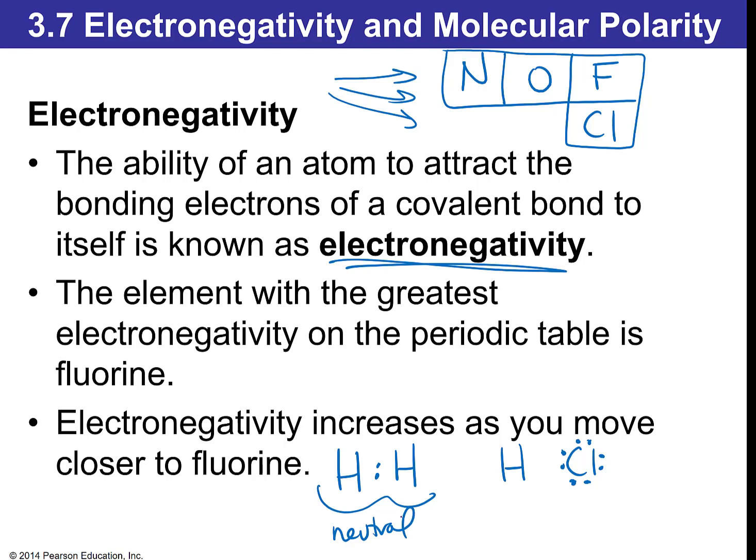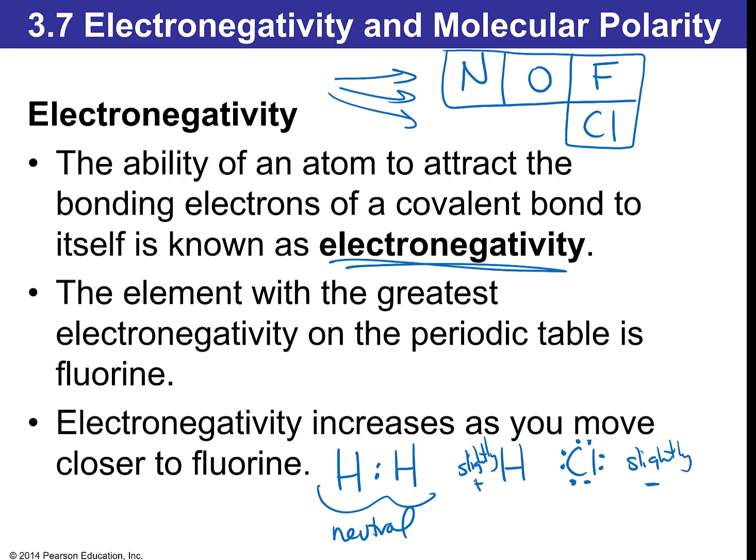But what about that hydrogen and chlorine? The electrons hang out more where? On the chlorine side. And electrons have what charge? Negative. So this side becomes slightly negative. This side, as a result, becomes slightly positive. It's just that they don't share evenly.